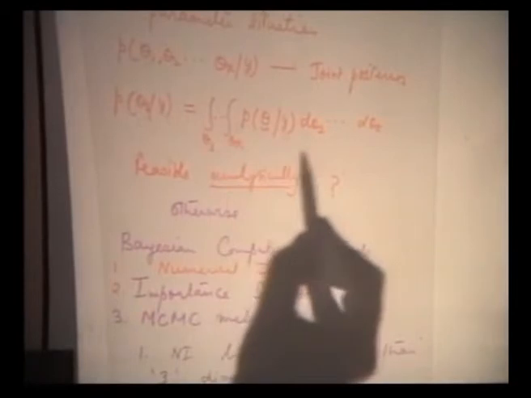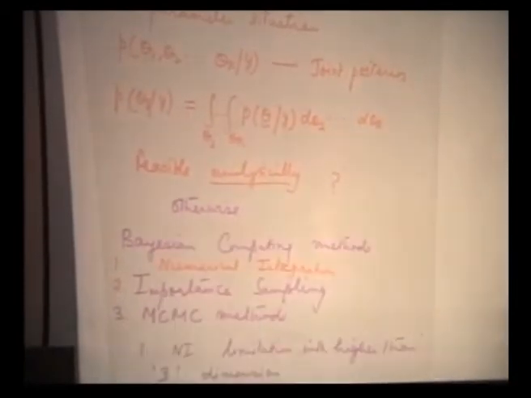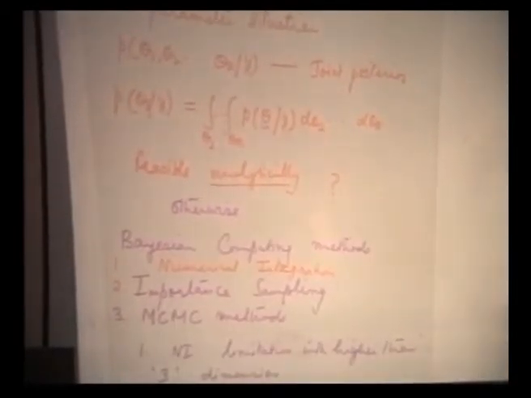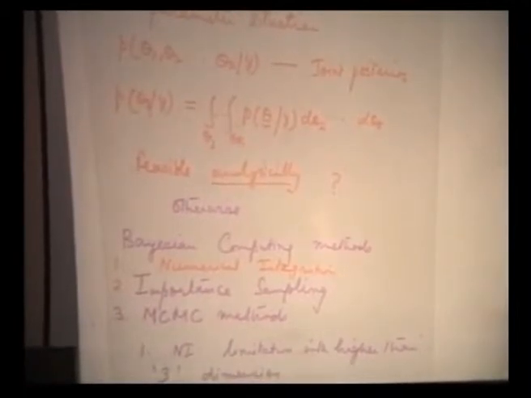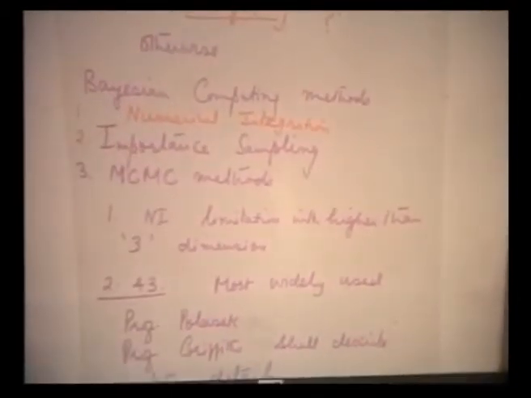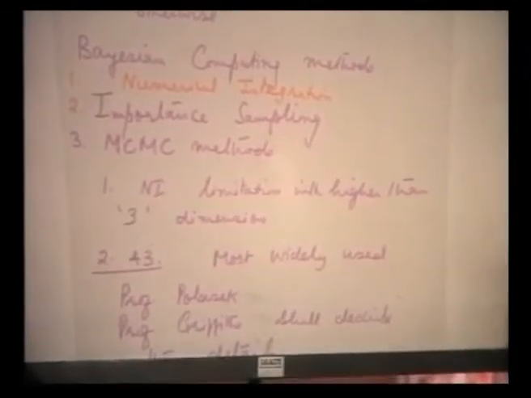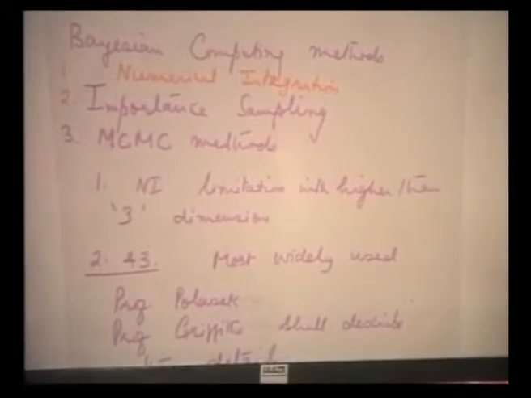You get a joint posterior PDF, which is much easier to obtain. You have the data times the prior, you get a joint posterior in k dimensions. The question is, would you be able to get a marginal? Is it feasible to get a marginal analytically? And if it's not feasible analytically, then what do we have? Well, this is an area which has been very challenging, other than the specification of the prior, and that is Bayesian computing methods.